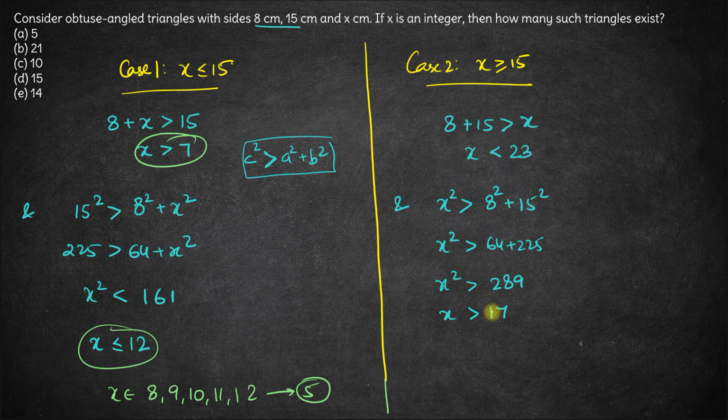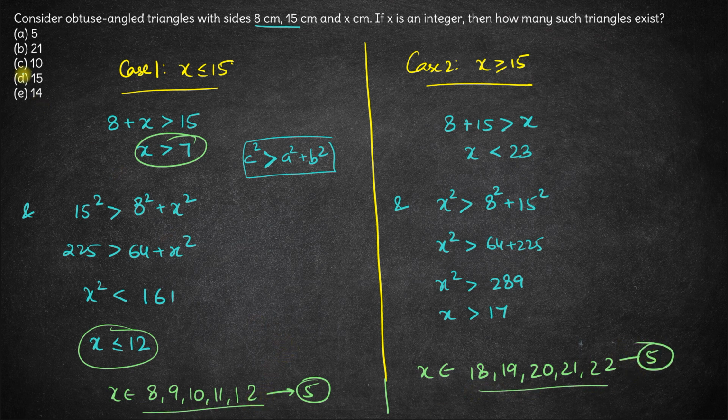Now if x is greater than 17 but less than 23, the values that x can take here are 18, 19, 20, 21 and 22. These are the 5 values x can take from this particular case, right? Hence, the total values that x can take: these are the 5 values and these are another set of 5 values. They are all different sets of 5 values, right? So x can take a total of, option C, 10 values here.